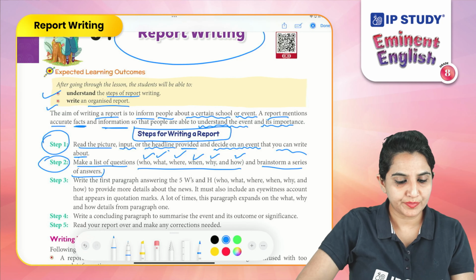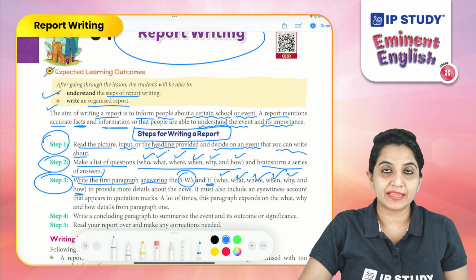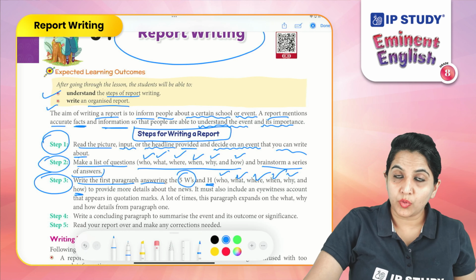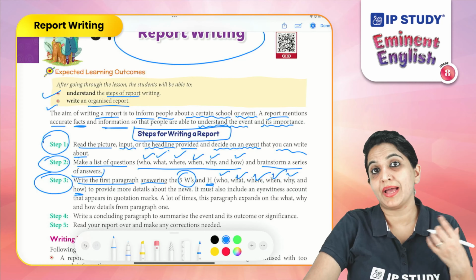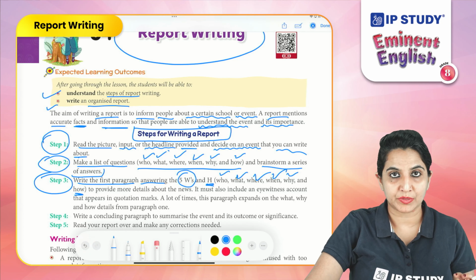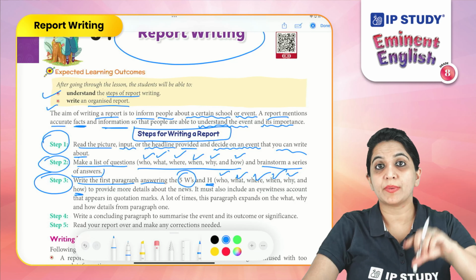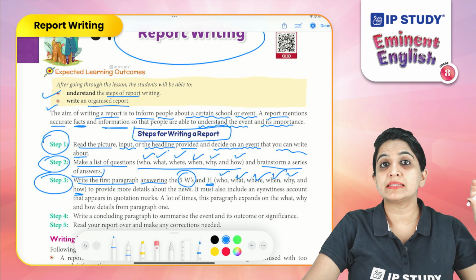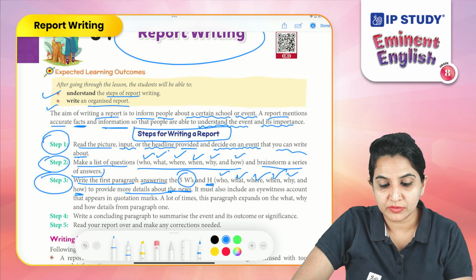Then write the first paragraph answering the 5 W's and how. So who, what, where, when, why and how. Write the first paragraph answering who did that event, what happened, where it happened, when it happened, why it was happening and how it happened. So when you make a list of questions, think about the answers at that time, because those answers are the information. So this provides more details about the news.